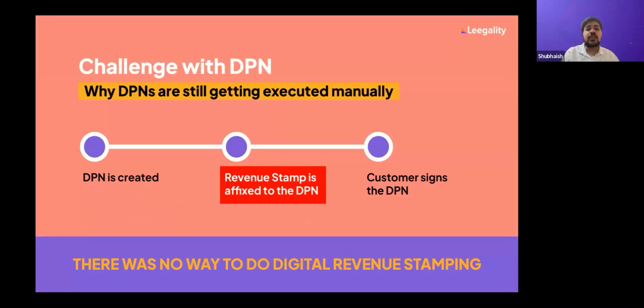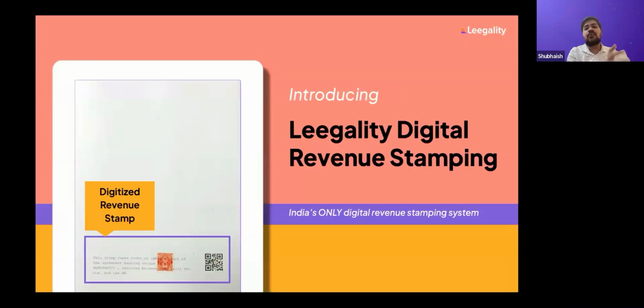There was no digital revenue stamping service available in India, which meant even if the law allowed you to execute DPNs digitally, you could not do it. There was always some portion of execution which remained physical. And this was not ideal. Companies had to spend extra man hours and costs managing this physical leg of DPN execution to fix the revenue stamp on DPNs. And that's why we've launched revenue stamping services by Leegality.